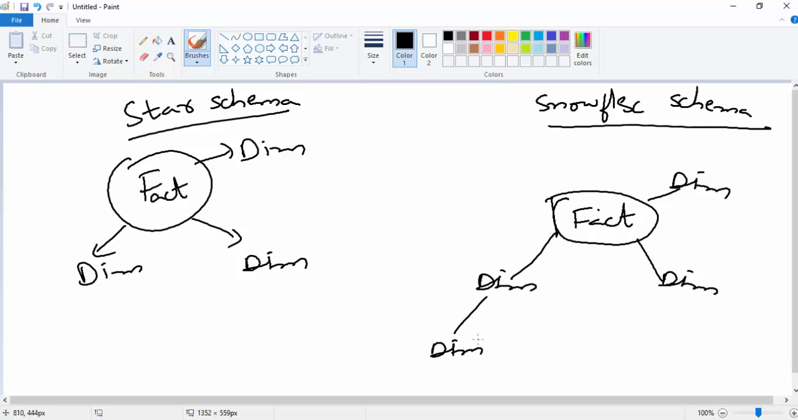So if you want to get any information, you might need two levels of joining. First you have to join with this table, and this dimension table again will join with the other dimension table. That is the snowflake schema. In the star schema, you will join directly with the dimension table. Okay, this is the star schema and snowflake schema.